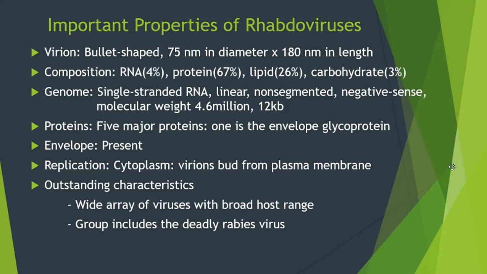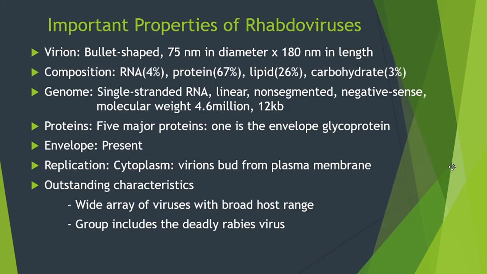Genome: single-stranded RNA, linear, non-segmented, and negative sense, molecular weight about 4 to 6 million, 12 kb. Proteins: 5 major proteins. One is the envelope glycoprotein. Envelope present. Replication is in the cytoplasm. Virions bud from the plasma membrane.